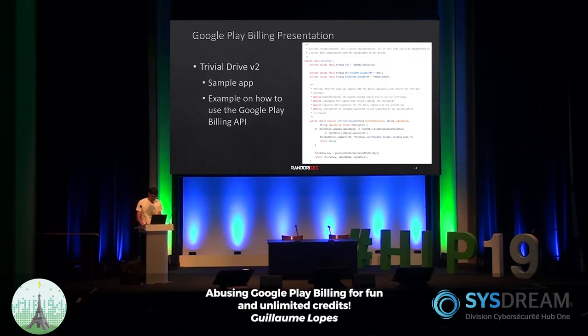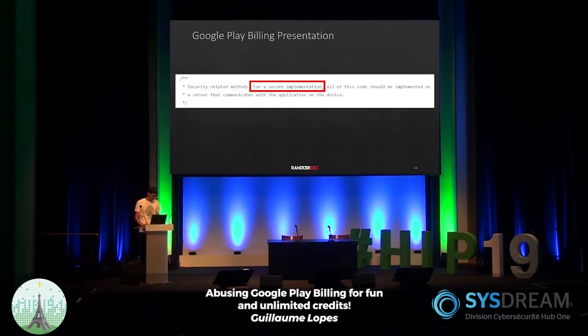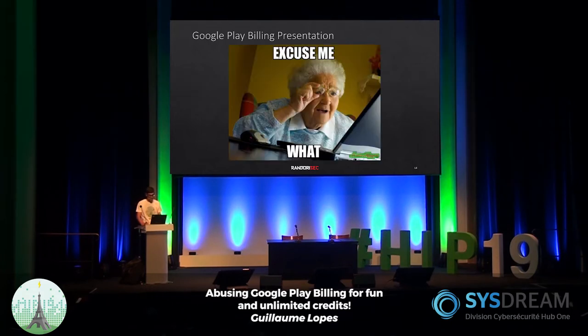If you look at the comment of this class, you see in small print a comment saying that for a secure implementation, all of this code should be implemented on a server that communicates with the application on the device. So in fact, we are looking at the example provided by Google, but they say be careful. Normally, you shouldn't do that if you want a secure implementation. So it's a little bit strange.